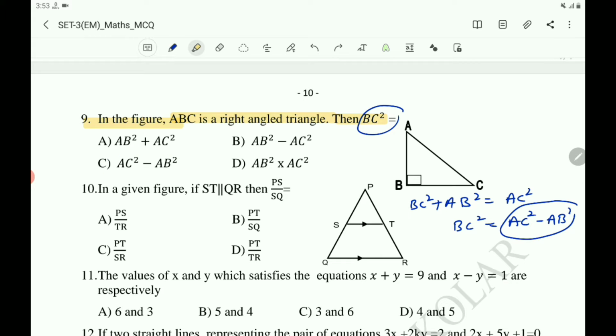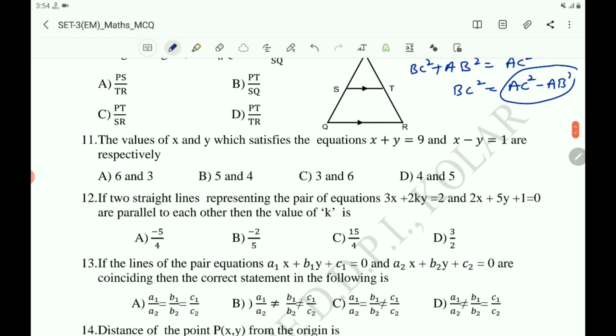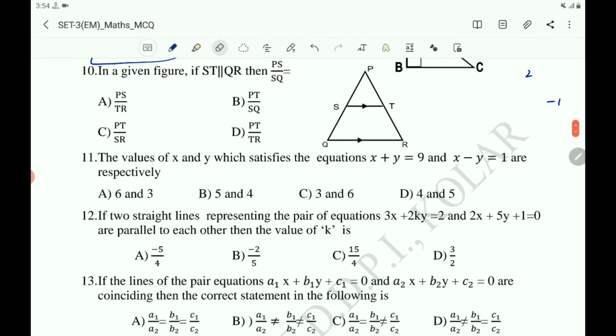Note down the answer. Option C, AC square minus AB square. Then you take the next question. What is that question? 10th question.